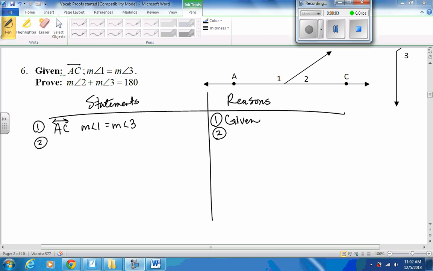This seems to be an interesting one. We're not given very much. I don't see much vocab in there. So the idea behind most of these proofs is they're tied to some vocab words like supplementary or midpoint.